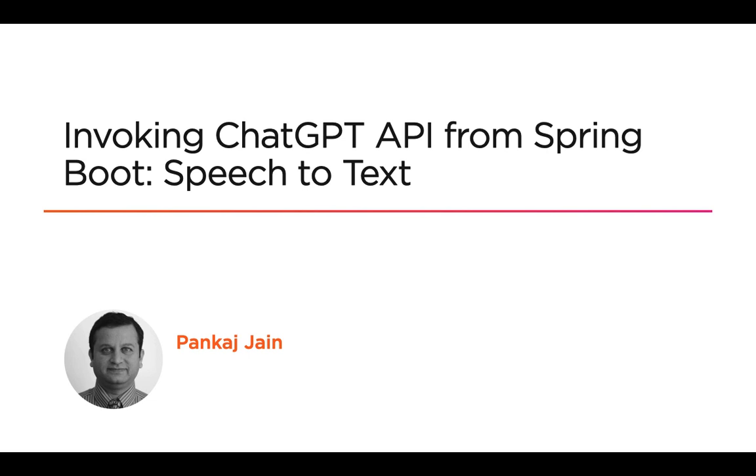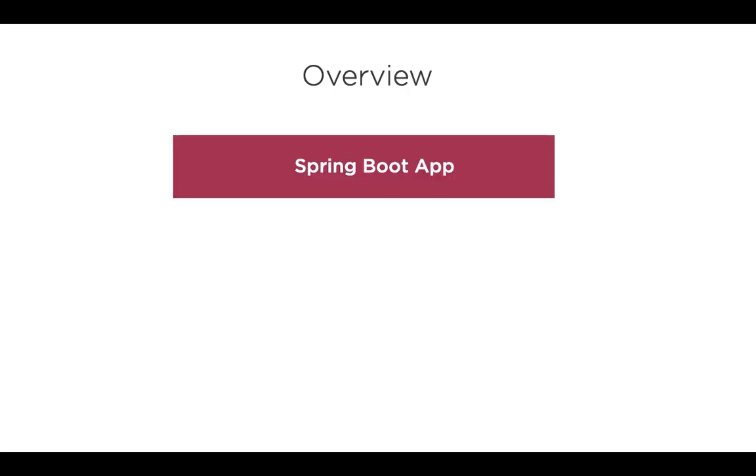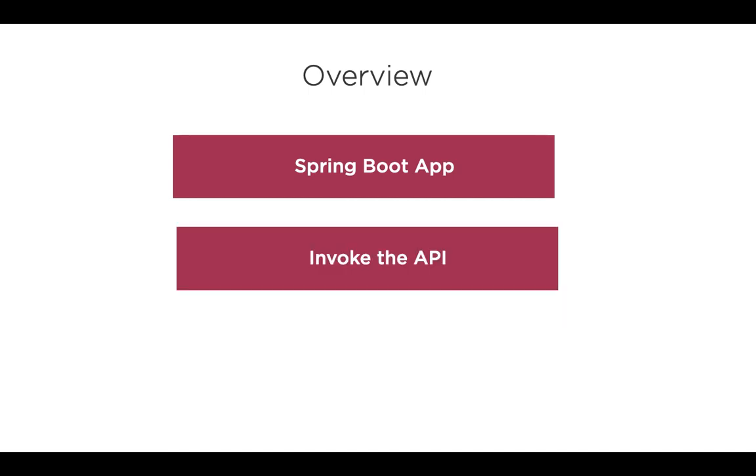ChatGPT is a powerful AI technology with several important use cases like chat completion, image generation, etc. In this video, we will use Spring Boot to invoke the ChatGPT API for converting speech to text. We'll be using the Java community library as referred to on the OpenAI website.